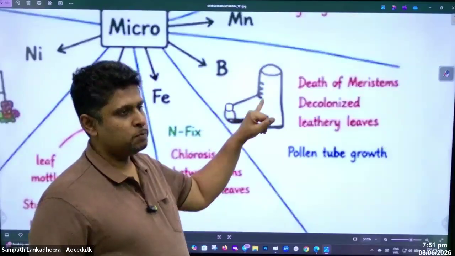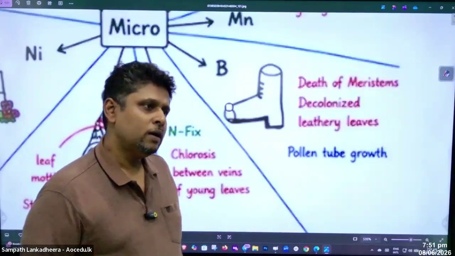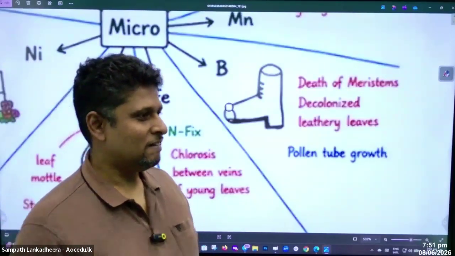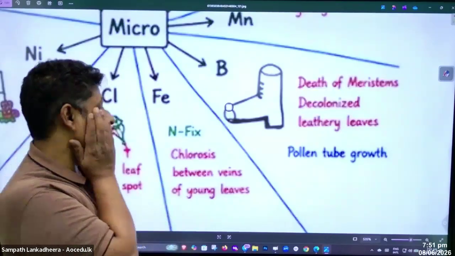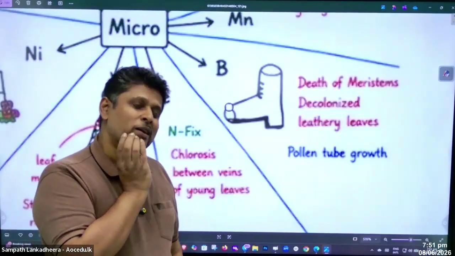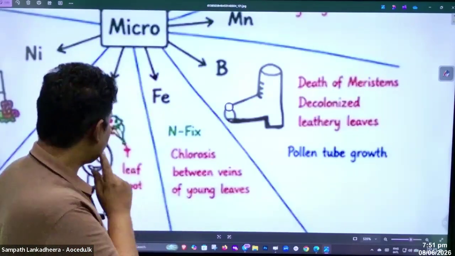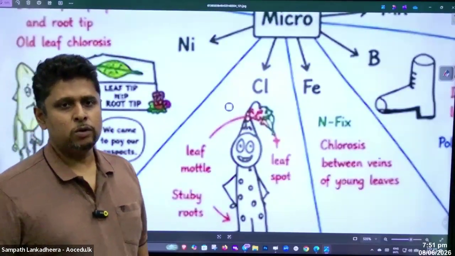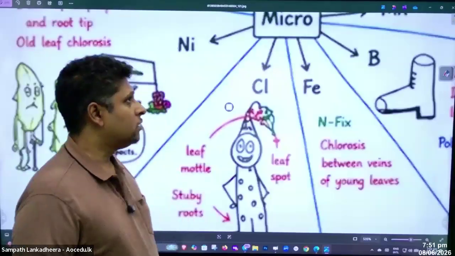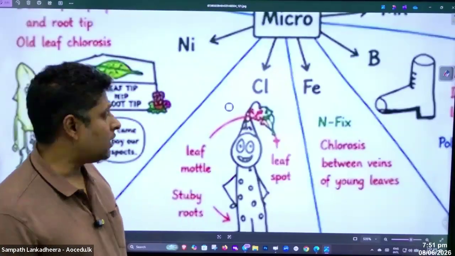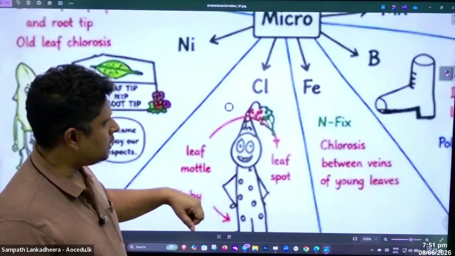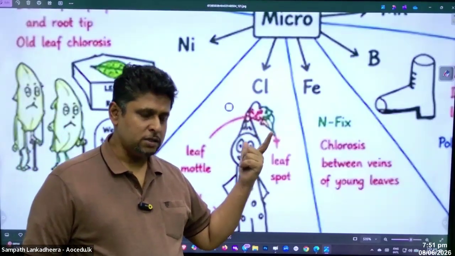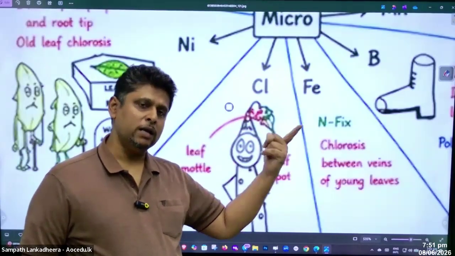Right, this is boron: death of the meristems and decolorized leaves. Pollen tube growth is affected. Next one is iron. Iron deficiency causes chlorosis between the veins of young leaves. It is involved in nitrogen fixation, not nitrogen metabolism. Nitrogen metabolism involves nickel and molybdenum, right?